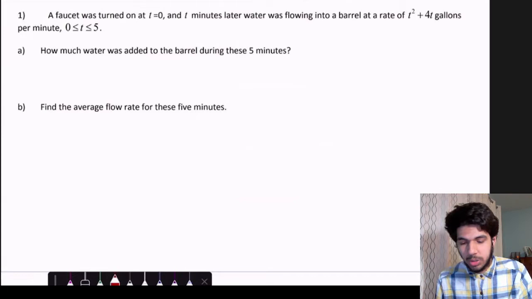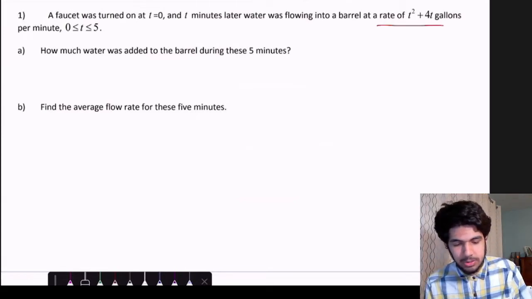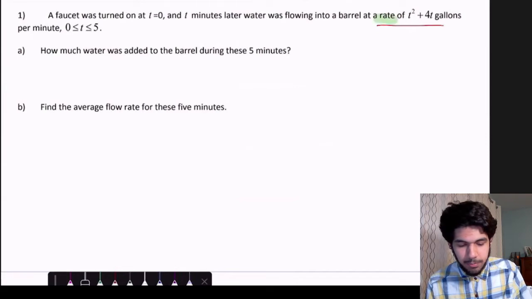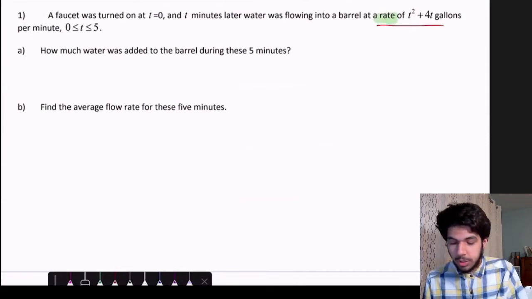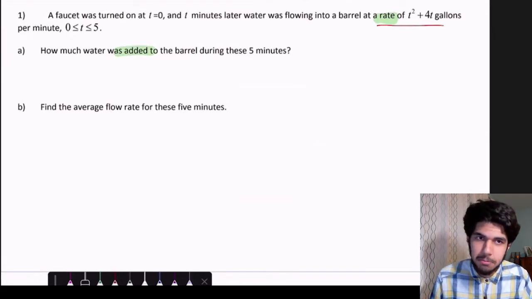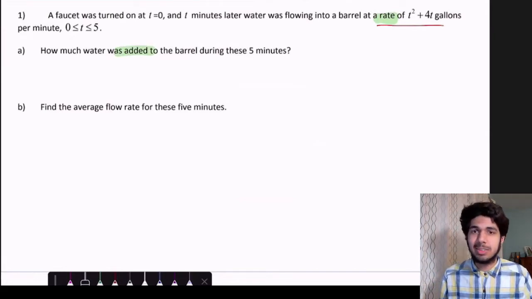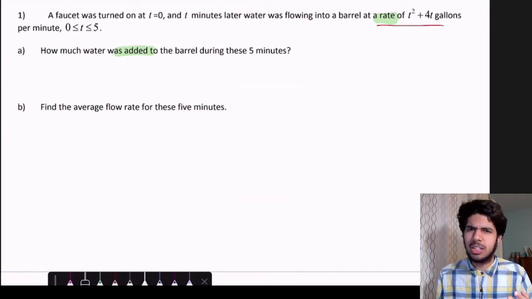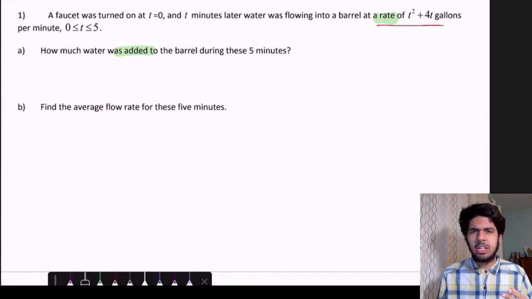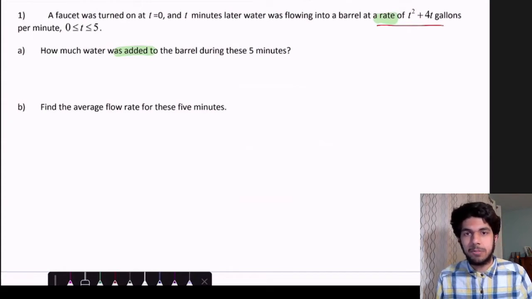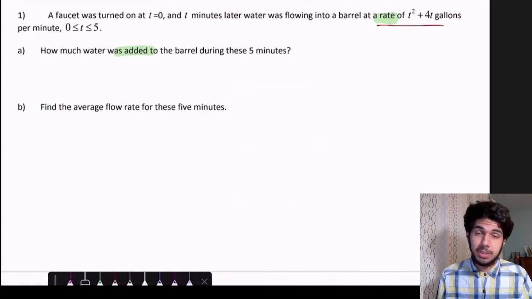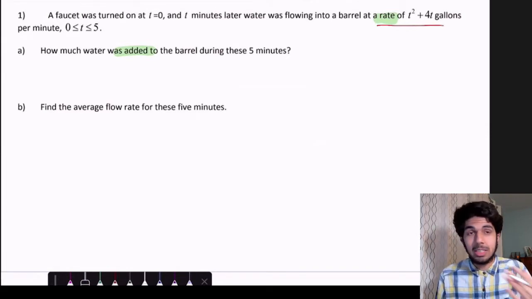Okay, so we're given a rate of flow. That's the key word here, rate. And we want to find the total amount of water accumulated, how much was added to the barrel. So we somehow have to translate rate into volume. If we think back to when we were learning about physics in calculus, we remember that velocity was related to displacement via a derivative. We took the derivative of position or displacement to get velocity, and to go backwards from velocity to displacement, we would take the integral.